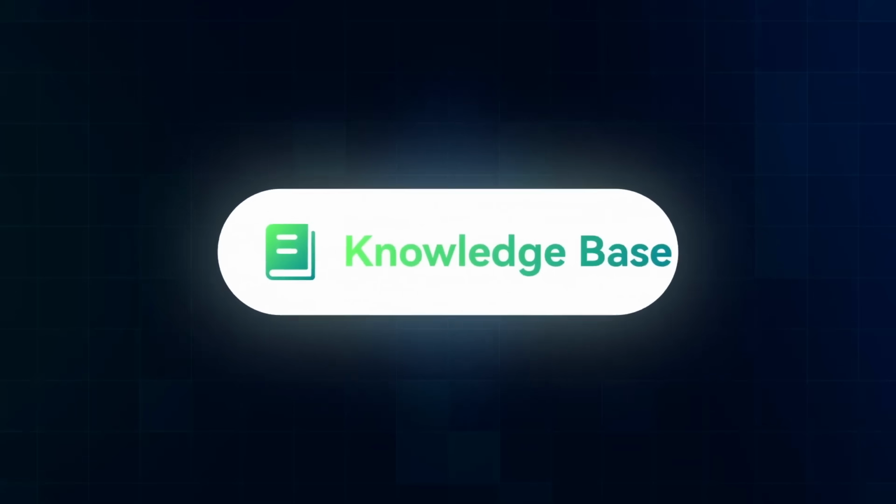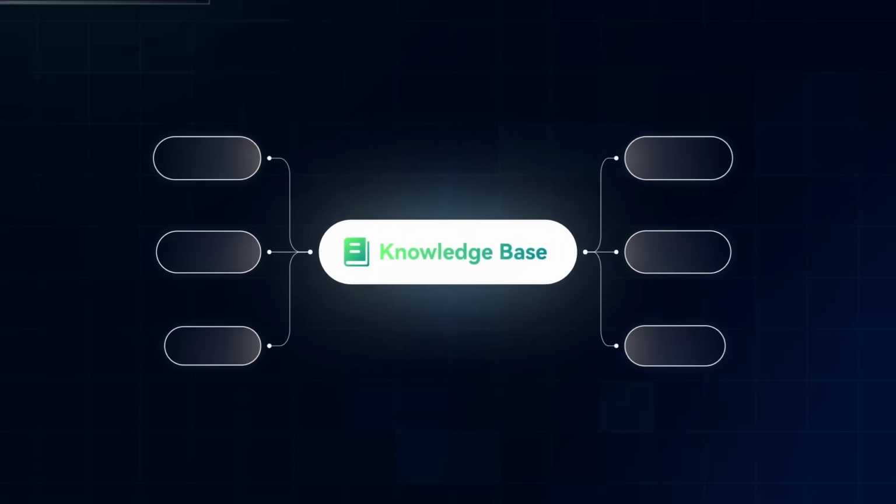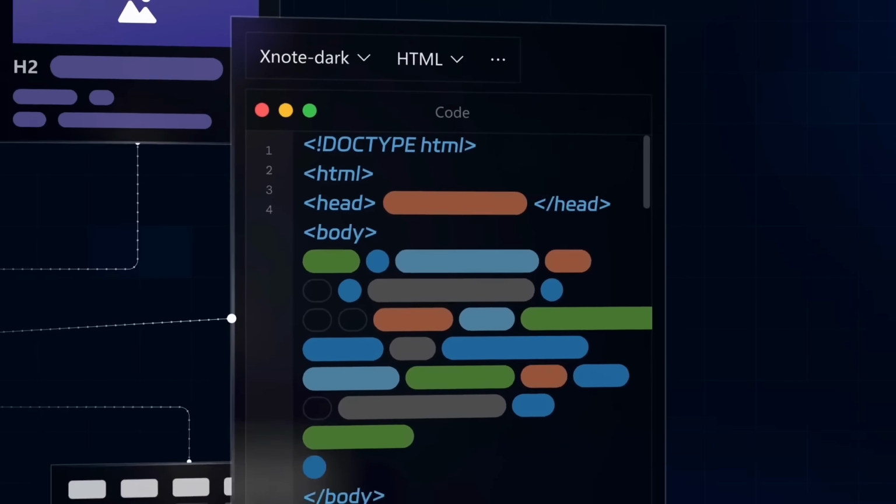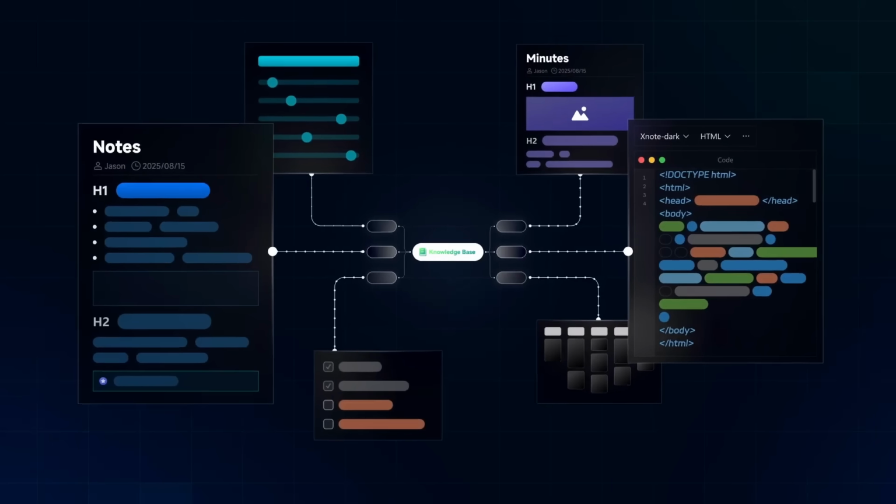In version 13, the concept of a mind map has been redefined. It's evolved into what we now call the knowledge base. A new way to organize ideas, connect information, and manage your personal or professional knowledge visually.